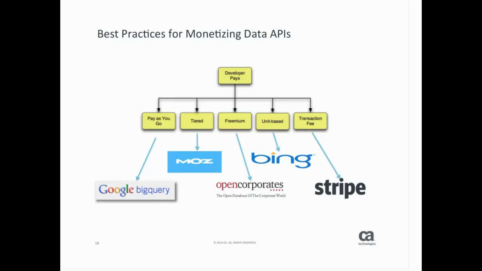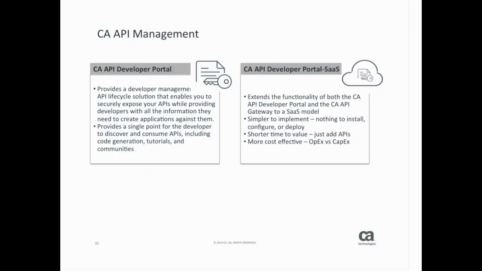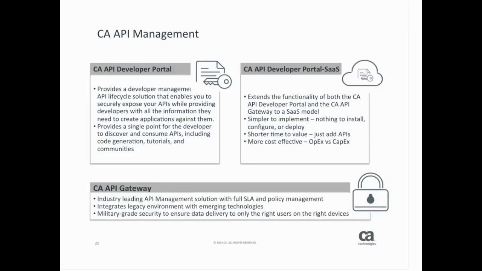But to enable each of these business models, you're going to need some infrastructure. And I'll talk a little bit about what CA offers in this realm. What we have is a few products here. The one I want to focus on is the API Developer Portal. The API Developer Portal is the mechanism for unlocking all that value in your data and APIs. It allows you to onboard, manage, and empower your developer community, and that's really going to be the way to create value-added applications for your APIs.